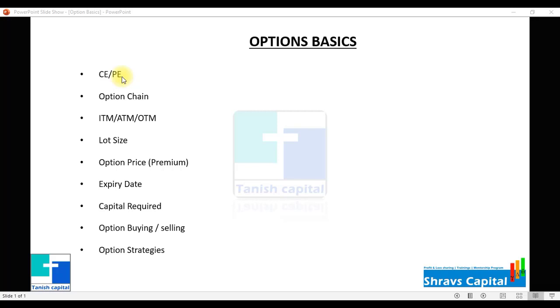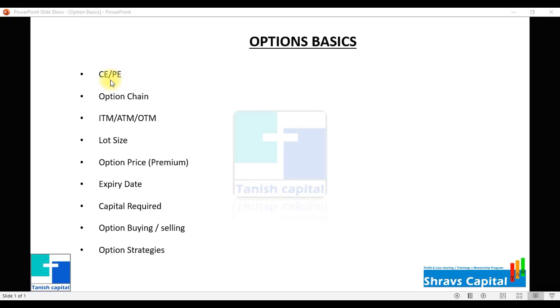So people used to say that is like a bullish stock. If you are feeling that a particular stock is very bullish, you can go and buy CE. CE is like a call option. You can simply keep it as: if you are feeling that a particular stock is bullish, you can go for buying CE. And the PE is the opposite of the CE.